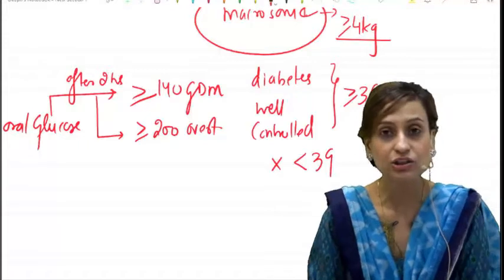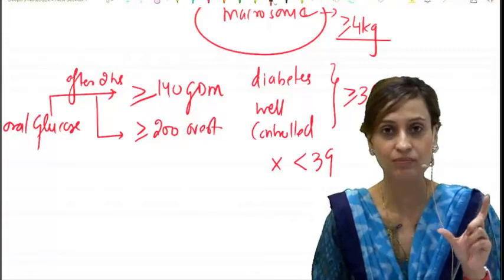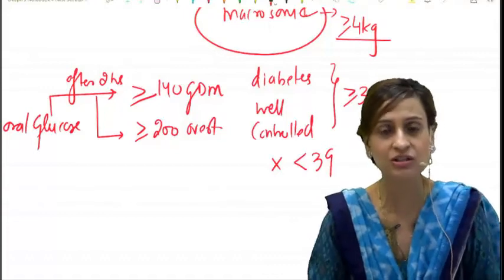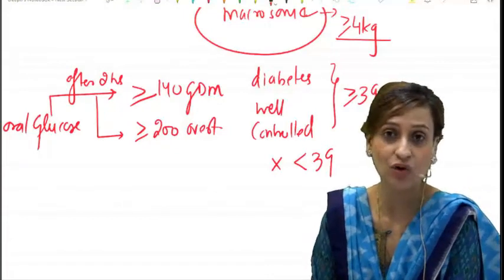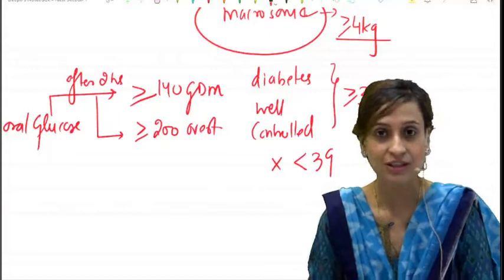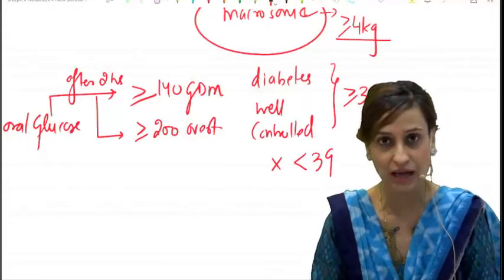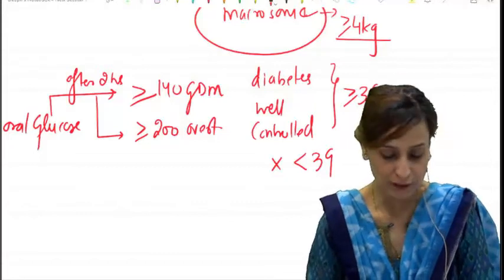For uncontrolled diabetes, we can't give you one particular gestational age because it depends on the findings of the patient and what kind of damage it is causing to the patient. So then we don't have any specific values. But for well-controlled, we do have specific values, okay?